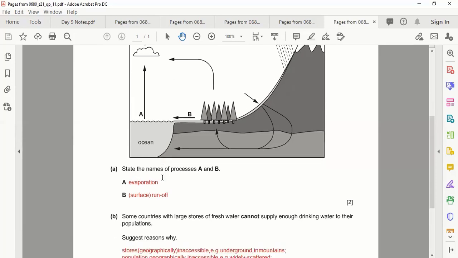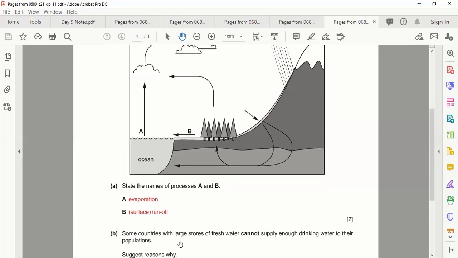Okay. Some countries with large stores of fresh water cannot supply enough drinking water to their population. Suggest the reason. Maybe because the water isn't fresh. No, they have water. Because of diseases. Yes, diseases, but maybe they don't have money. They don't have resources to clean that water. Or even the population, maybe there are rules for the population to follow. Yes, it can be a big population. Good, so all these things are there.